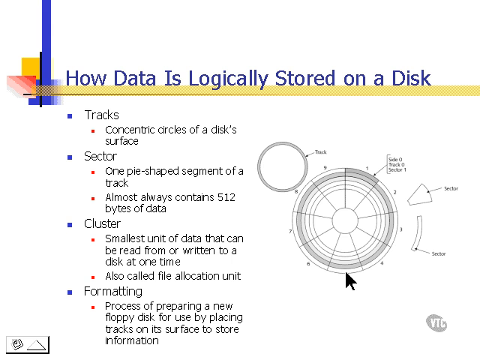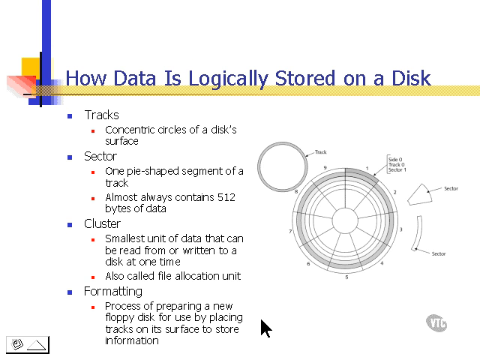A cluster, then, is a unit of data that can be read from or written to a disk at one time. It's also called a file allocation unit. So a cluster determines how many sectors we need in order to be able to put data in. And on most floppy disks that we use, the sector is equal to the cluster. So we can write data to just one sector. So formatting then is the process of preparing a new floppy disk for use by placing tracks on its surface which will store information.